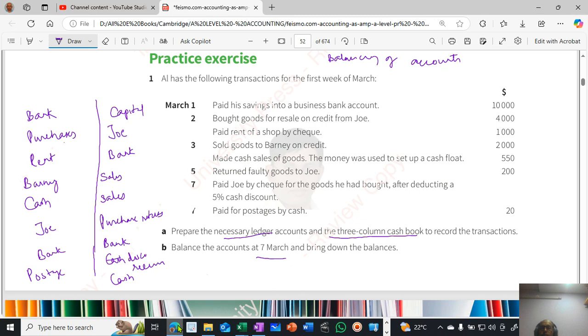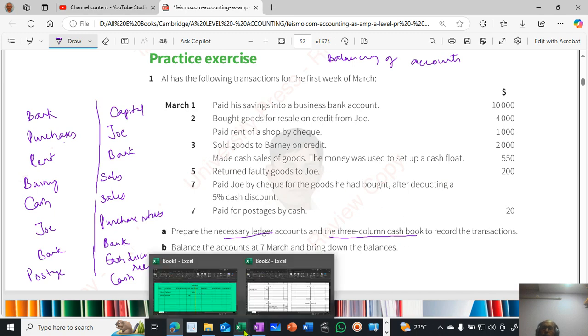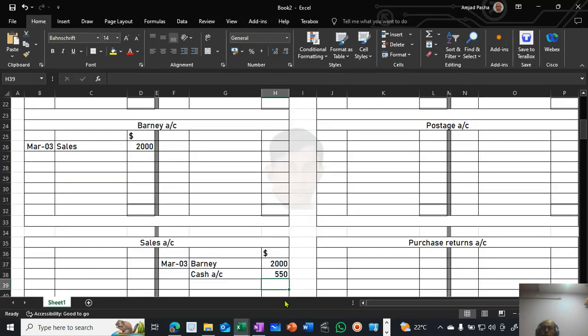Returned faulty goods to Joe. Returned faulty goods to Joe means from Joe we had purchased, now we are returning. So it is purchase returns 200. On 5th, there is purchase returns to Joe.